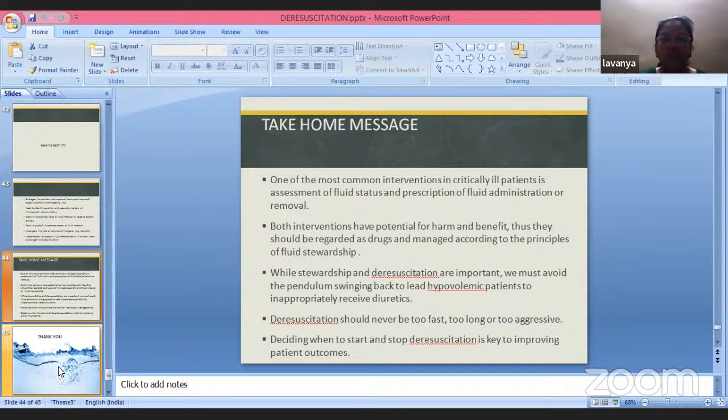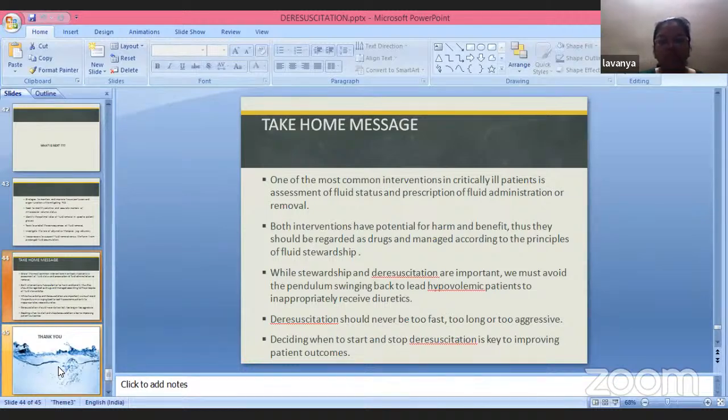So while stewardship and deresuscitation are important, we also have to avoid the pendulum swinging back to the hypovolemic patients, because if we again inappropriately use high doses of diuretic and achieve a further significant negative balance, they can again become hypovolemic and start developing hypotension. So deresuscitation should not be too fast, too aggressive, or too long.